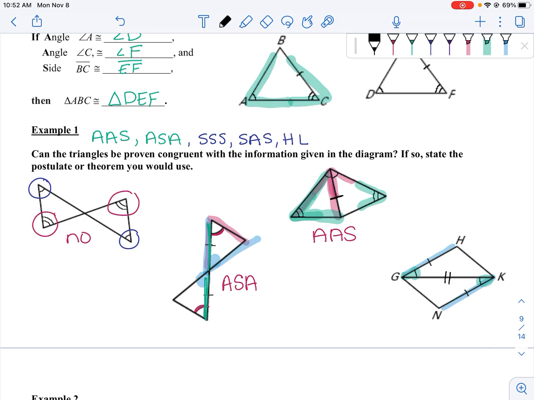I know that because if I draw that angle, it's included in the two sides. The two sides that have the tick marks make up that angle. So this is from a previous lesson. This one is side, angle, side.